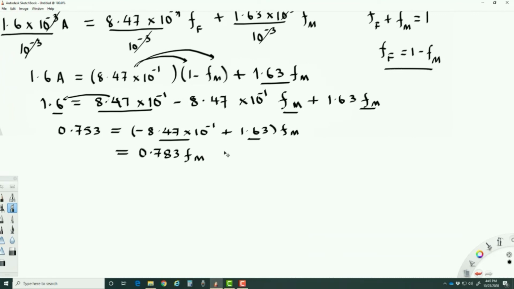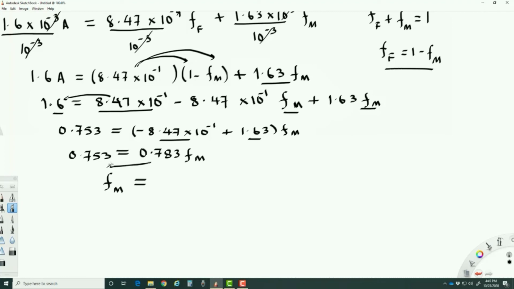And then, on the left we have 0.753. So FM would be, taking this to the denominator here, 0.753 over 0.783. So that will give me 0.753 over 0.783. That's 0.96.